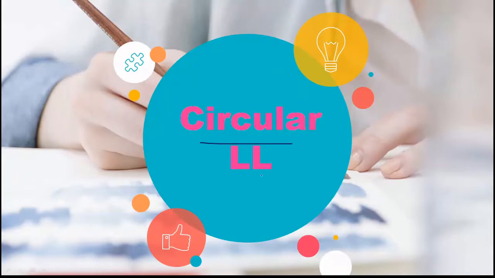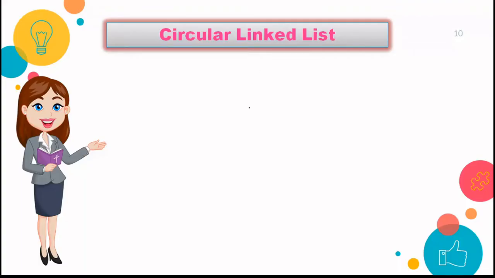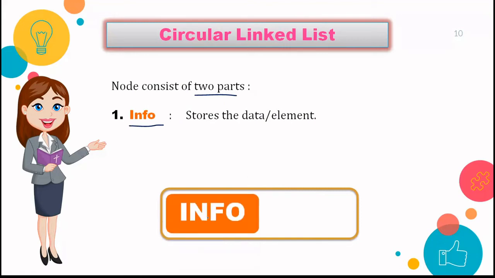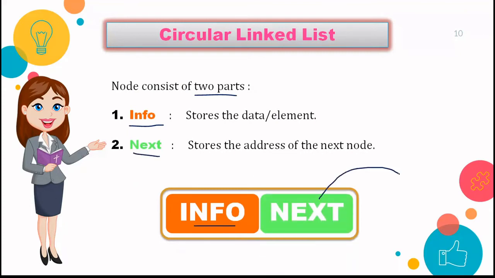Now let's understand circular linked list. In a circular linked list, again the node contains two parts. So this is your node. The information part contains the information or data that you want to store, and the next part again contains the address of the next node. Now let's understand how it is different. It resembles the singly linked list in case of the node, but there is a slight difference.